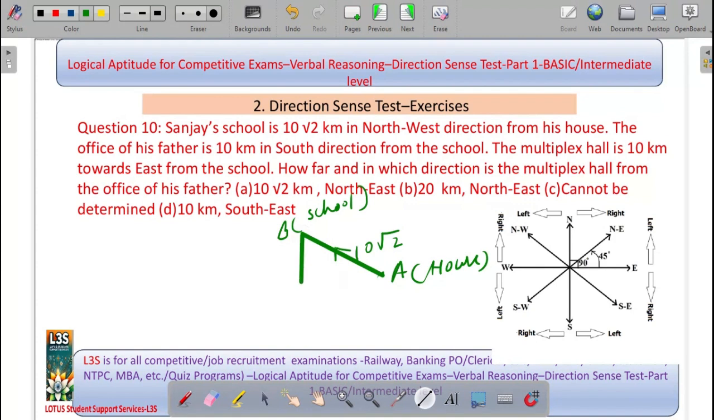This is 10 kilometers. It is 10 root 2. So this will be like this. So this distance will also be 10 kilometers, because 10 squared plus 10 squared is equal to 200, which is equal to 10 root 2.